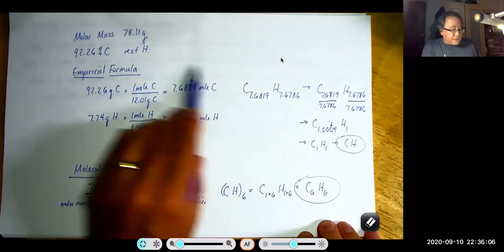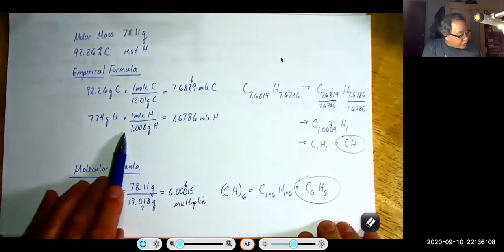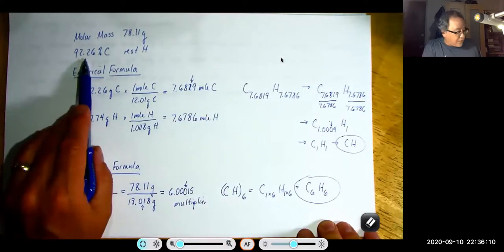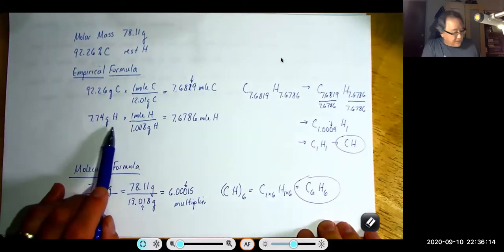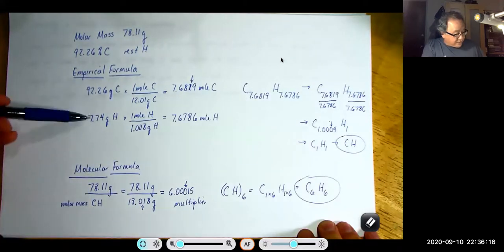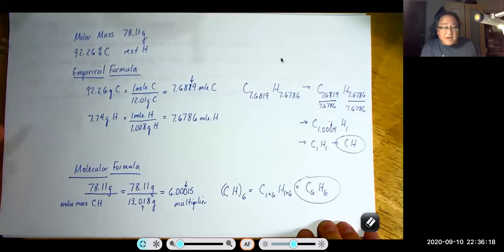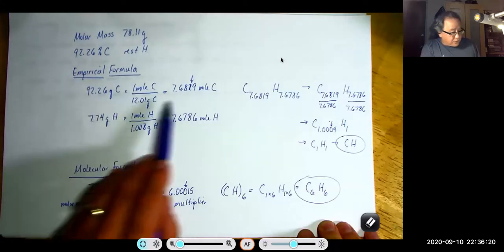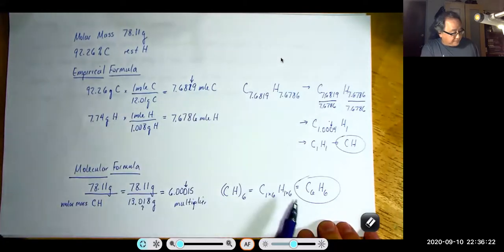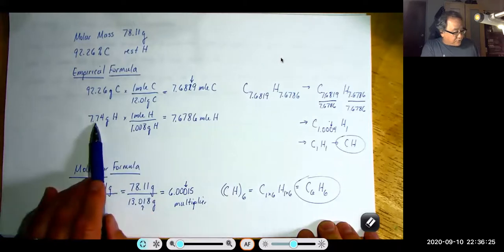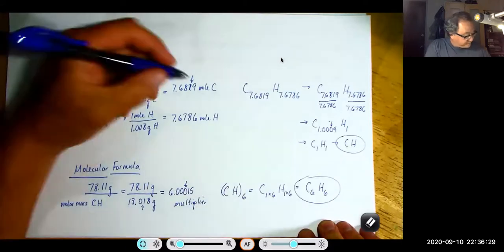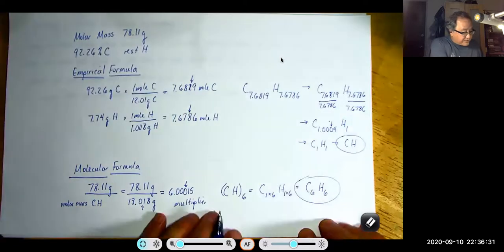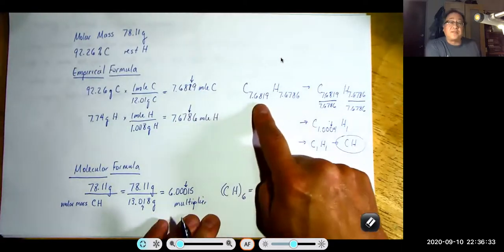So here is the empirical formula. We're going to assume we have 92.26 grams of carbon and 7.74 grams of hydrogen. These two numbers add up to 100. I'm going to take my grams of carbon and convert it into moles of carbon. So here we go. I'm going to take my grams of hydrogen and turn that into moles of hydrogen. And here we go. Then I use these numbers as my subscript.